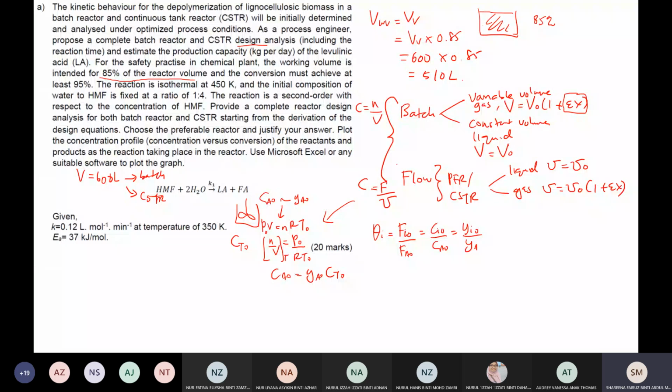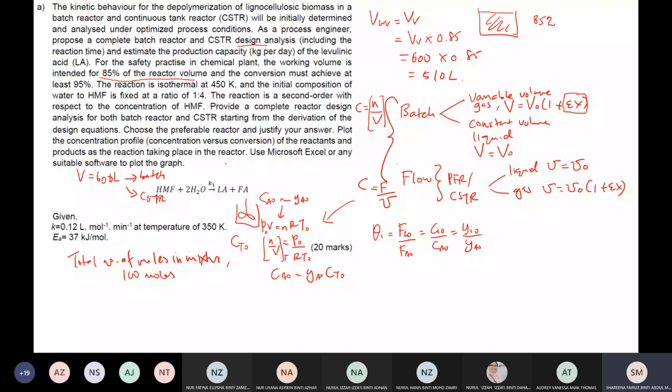Okay, so in this, if we start with batch, of course we have to start with the number of moles. If the question doesn't give the concentration directly, you have to start from moles. Actually, it gives 1 to 4. Actually in this question you have to make an assumption first. What is the total number of moles in a mixture? You can start with 100 moles. So you can get the moles for HMF and also H2O.